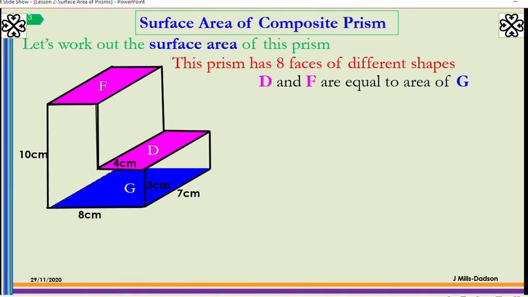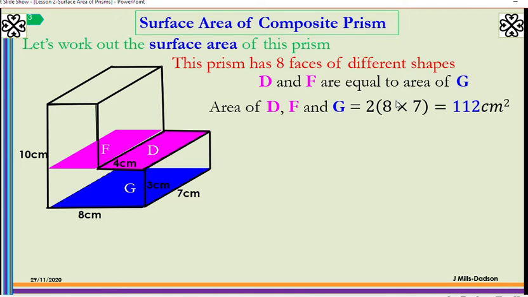I'm saying that the area of F and D together equals the area of G. How do I know that? I'm going to bring shape F down. Now you can see that the area of F and D is equal to G. So you just have to do the area of G and you double it. That means you've done 3 faces. G is 8 times 7. So 8 times 7, then we double it. And that gives us 112 cm squared. That stands for G, F, and D. So we've done 3 at a go.